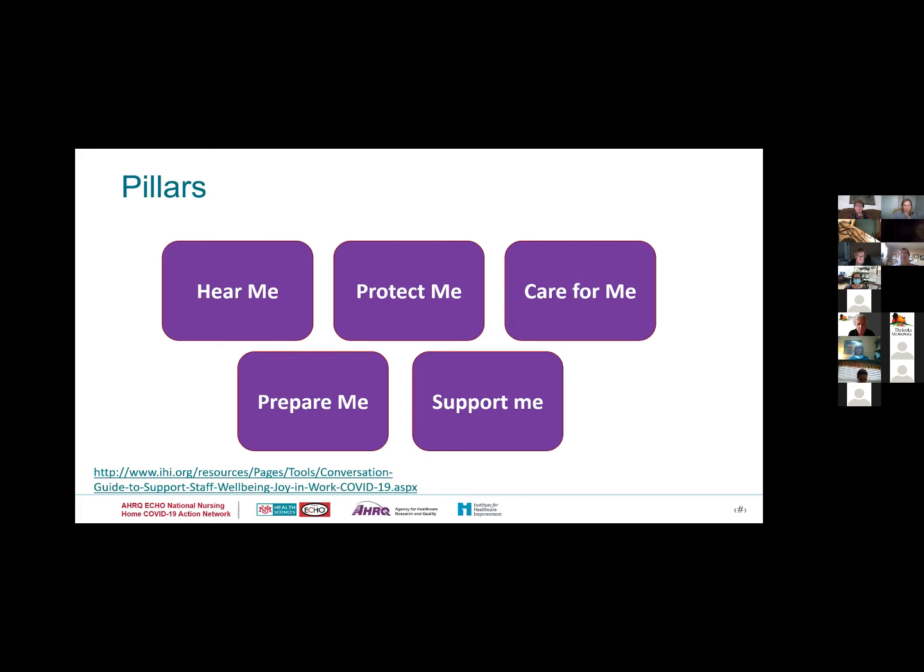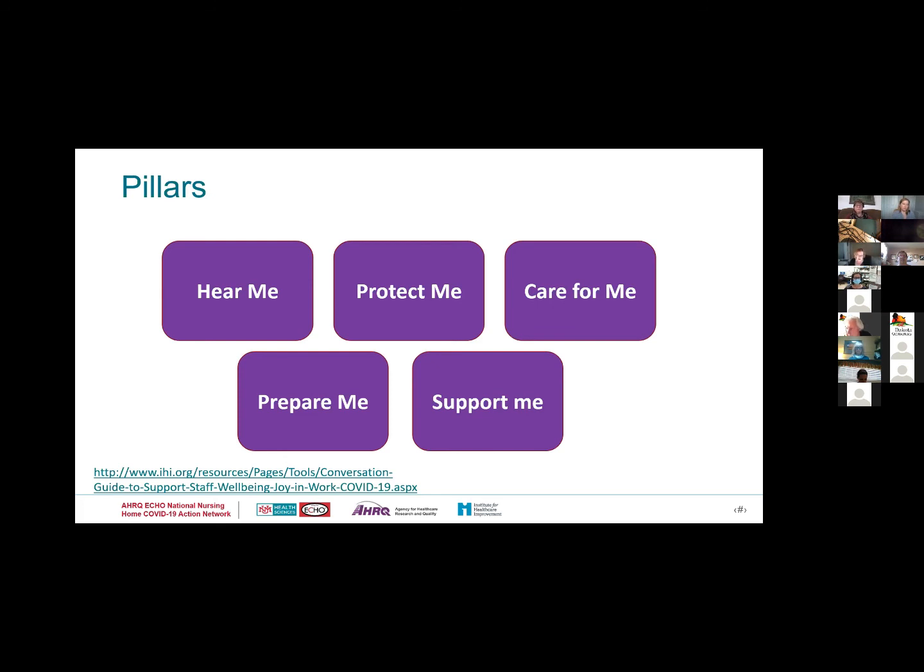But those 5 pillars are: Hear me, where you are listening and acting on the lived experience of staff to address concerns and support open and honest dialogue and problem solving. Protect me by reducing the risk of acquiring COVID-19 and transmission to my family as a staff member. Care for me: provide support for team members and their families if they become ill or isolated, as well as understanding and providing resources to support secondary impacts of COVID-19, such as mental health support.